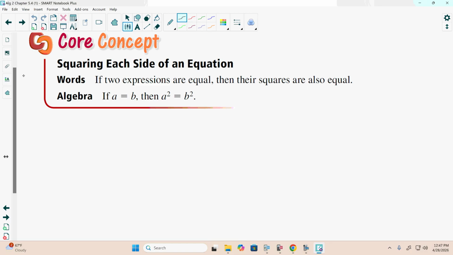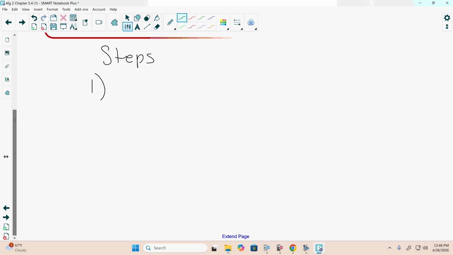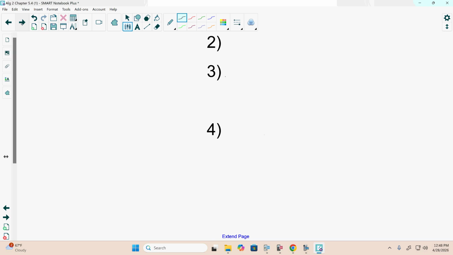So the first core concept that we have is squaring each side of an equation. If two expressions are equal, then their squares are equal also. It just makes sense. Now, our solving steps. Step number one, especially with solving these radical equations.